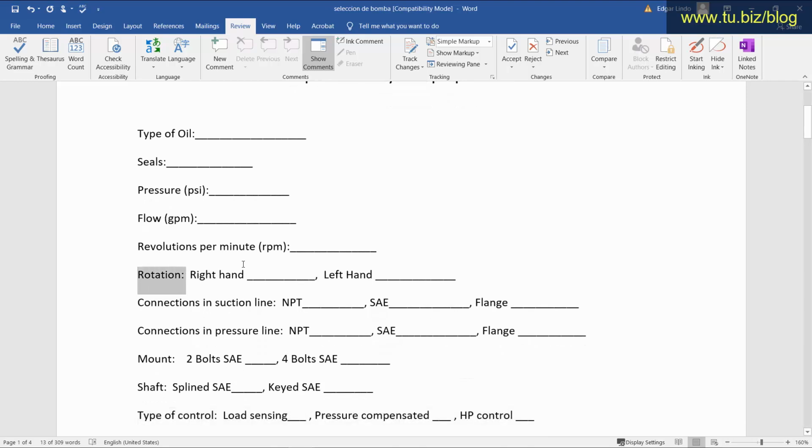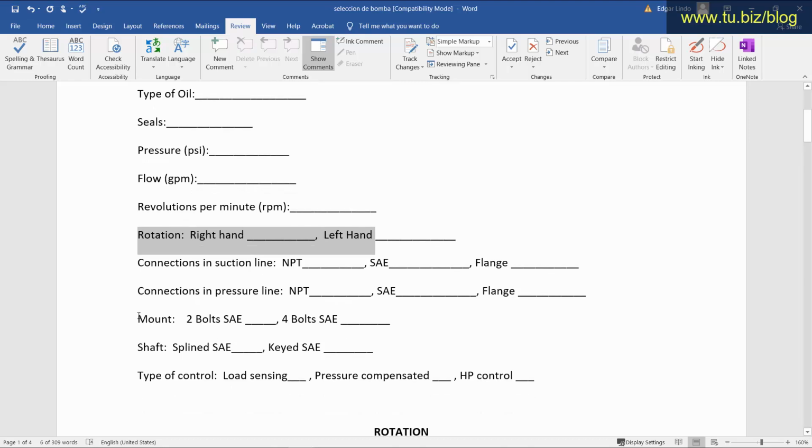So the next thing is rotation of the pump, left hand or right hand rotation, and type of connection for the suction and pressure line. If you have NPT, SAE, or flange, if you can provide those measurements, that'd be fine. If not, we can give you the standards that we have on the unit. Then the type of mount on the shaft, if it's a 2-bolt or 4-bolt mount. Usually for pumps sold in the United States, it's going to be an SAE mount, and around the world there are a lot of SAE mounts.